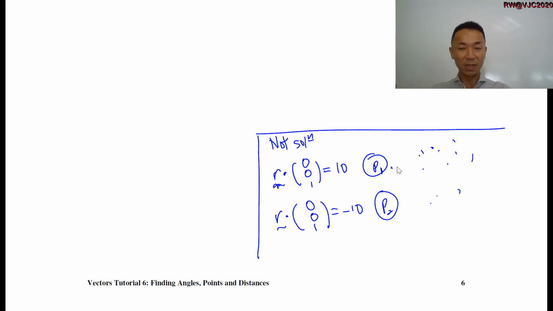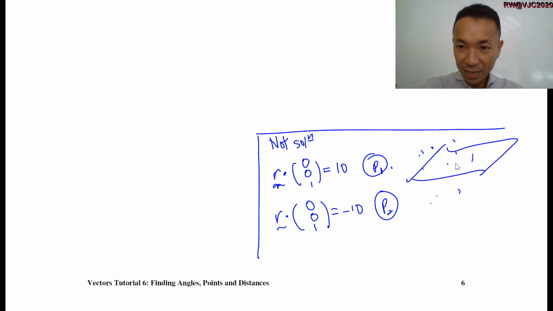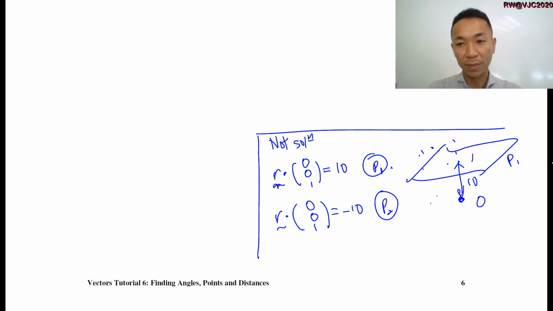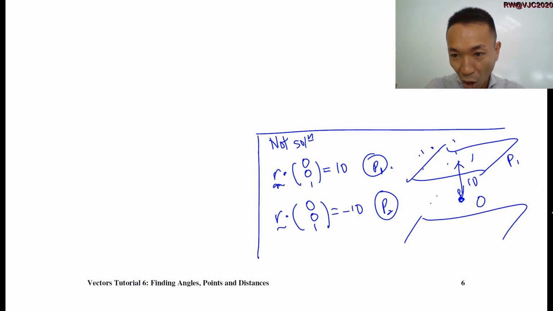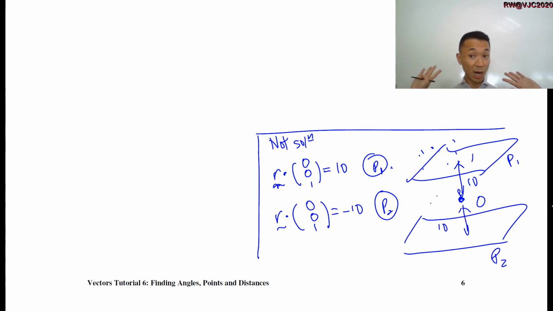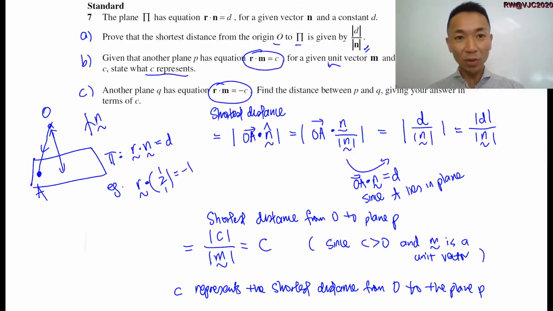How can it be? There is only one possibility. The possibility goes like this. This is plane 1, and this is the distance from the origin. And plane 2 is on the opposite side of the origin. This one is another 10. Clear enough? There's only one case like that. Got it? Yes? So, now I will try and explain this.